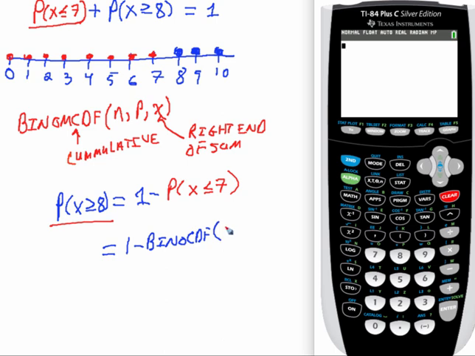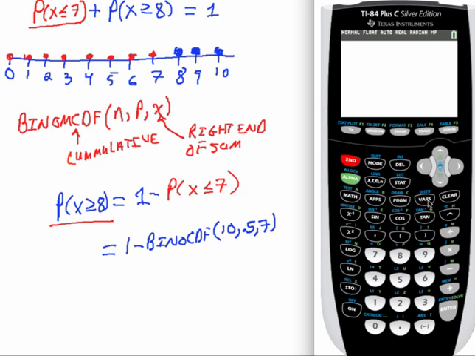And let's see, what was n again? Well, n was equal to 10. What was the probability of success? Well, that's 0.5 because it's a fair coin, right? And what was my right endpoint of my sum? Well, it's 7. Okay, so let's go take a look and see if we got the same number that you got doing it the hard way a minute ago, adding up those numbers.